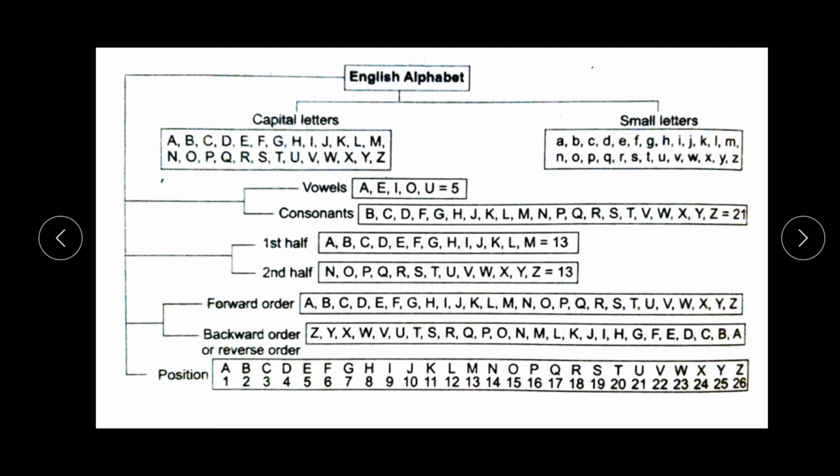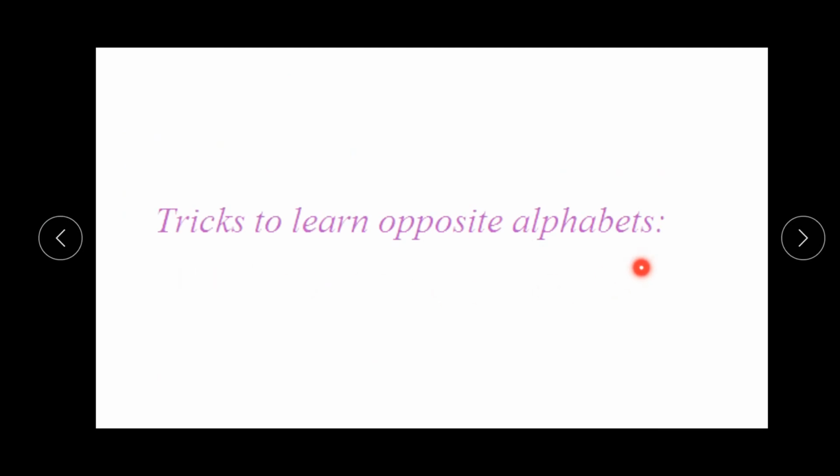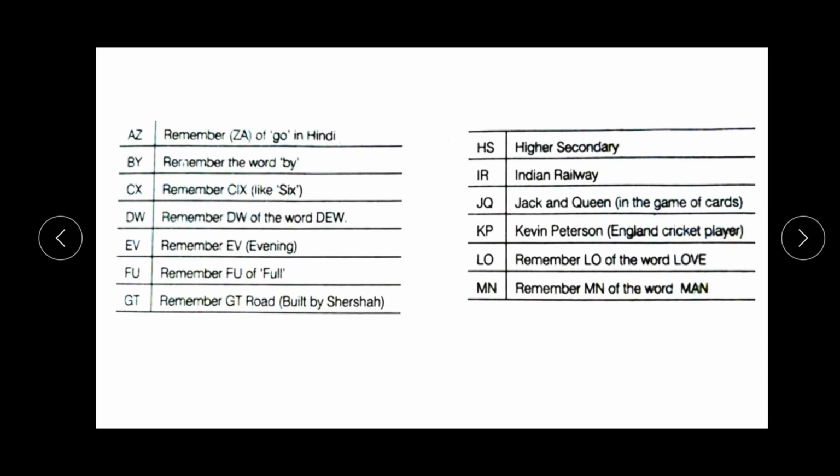And we can say these are the opposite of A and Z. These are opposite, B and Y. These are opposite, C and X. Like these are opposite letters. Tricks to learn opposite alphabets. There are some tricks by which we can remember the opposite alphabets.